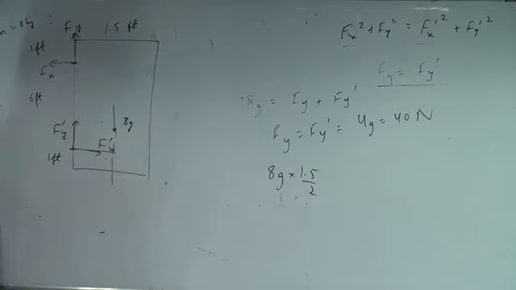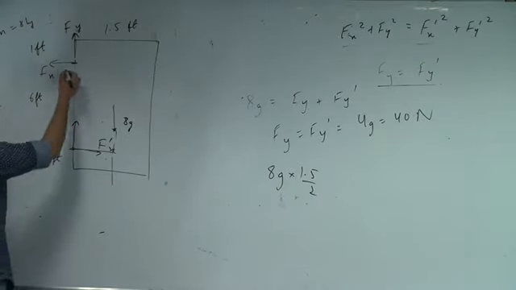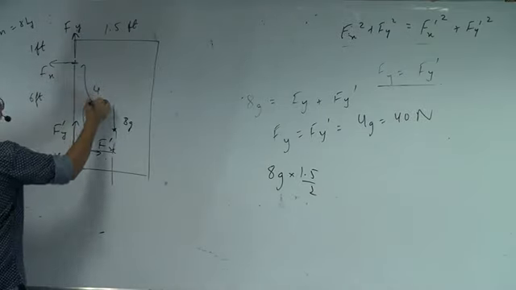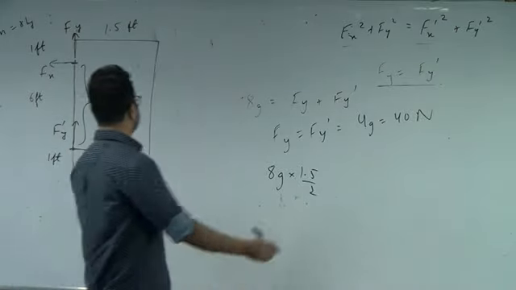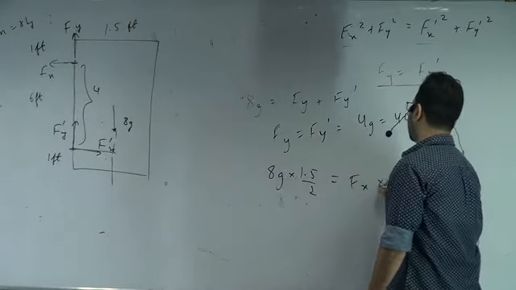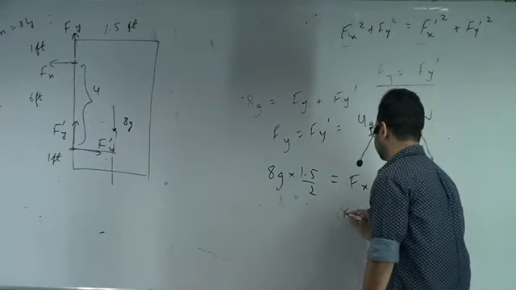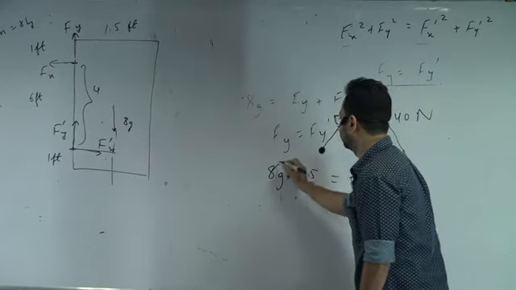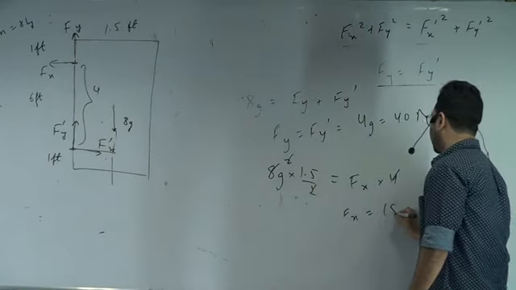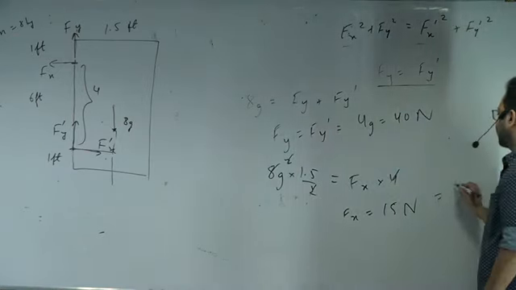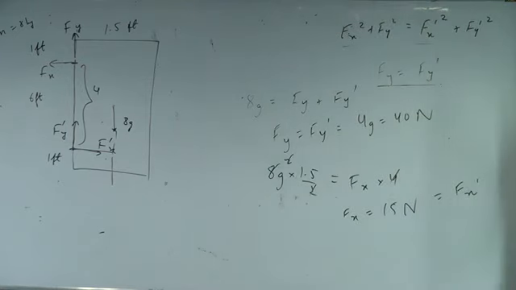So Fx ka torque would be in what direction? Anti-clockwise, and how much would that be? Extend the line of action of force, drop a perpendicular. So what length is this? 4. So this should be equal to Fx into 4. So 15 Newton. And that will be the same as Fx prime. Cancel ho gaya na? Feet toh saara cancel ho gaya.